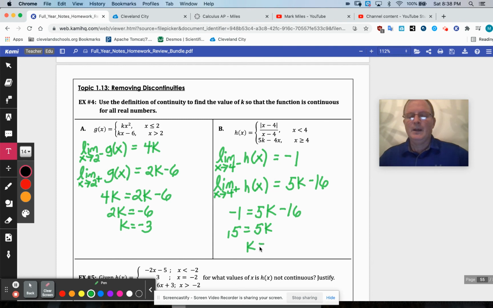Really, k being 3 is just going to make that right-hand limit equal to negative 1. That's all we really cared about. And that's right here. If I substitute 3 right there, I get 15 minus 16, which is negative 1, therefore matching the left-hand side. Kind of a tricky one there, but definitely doable.